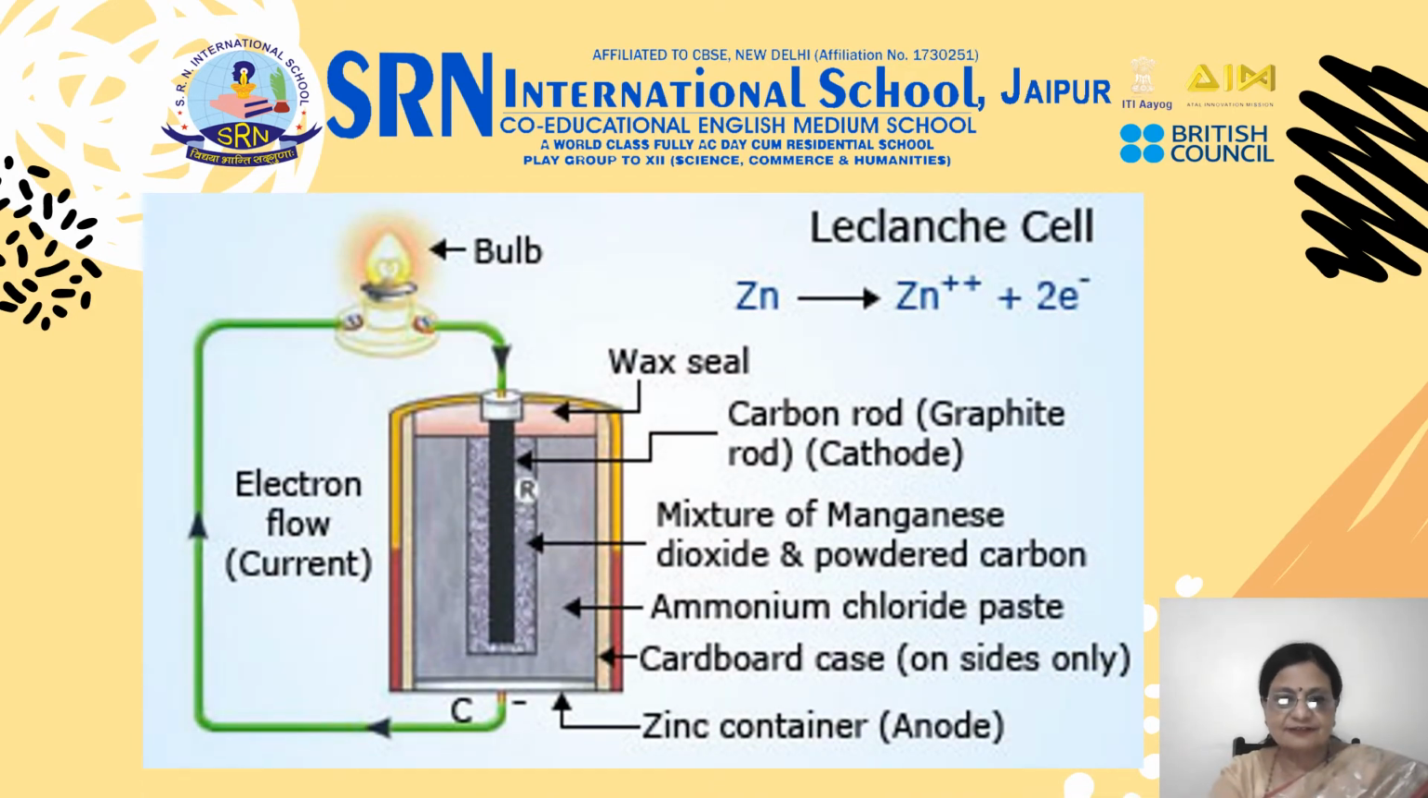Leclanche cell. Leclanche cell is an example of a primary cell. These are also called dry cells, and these cells are used in the torch, wall clock, etc.